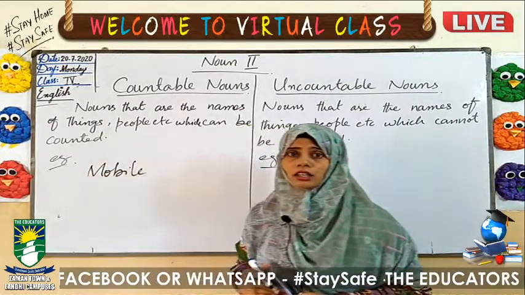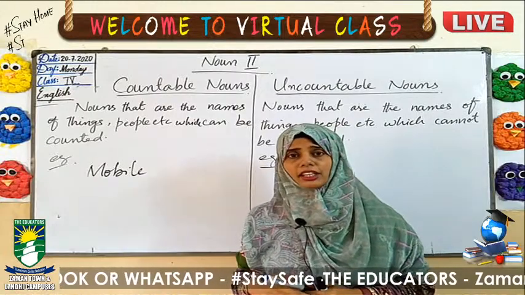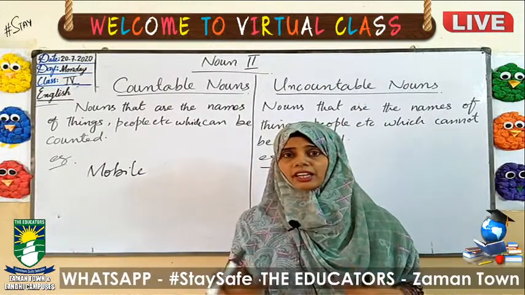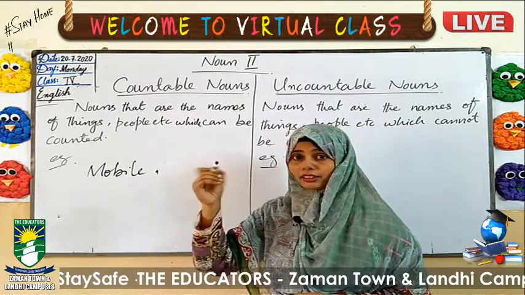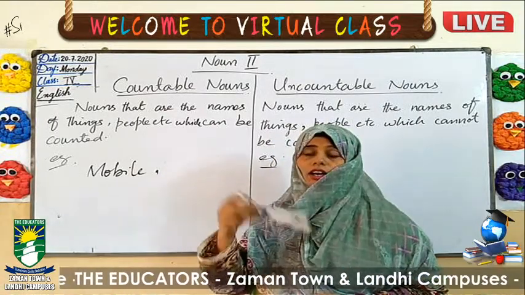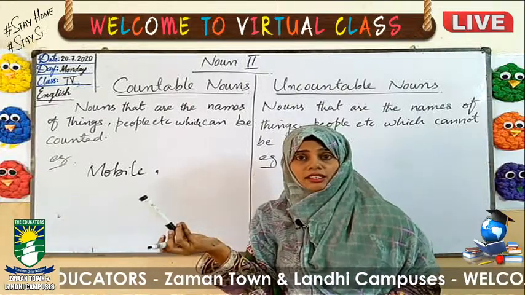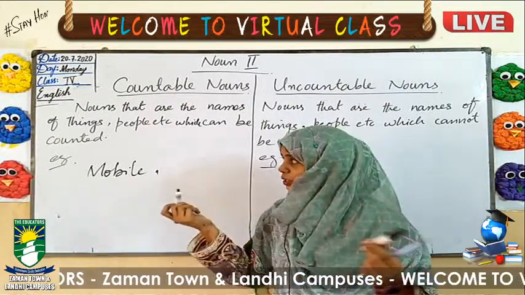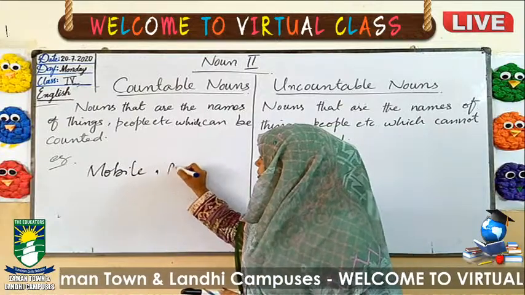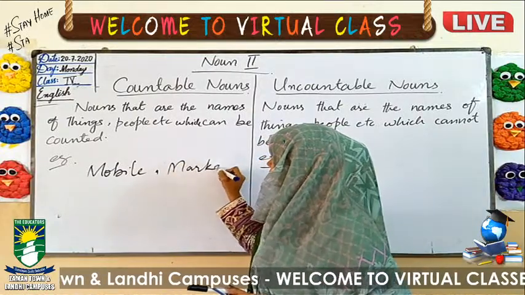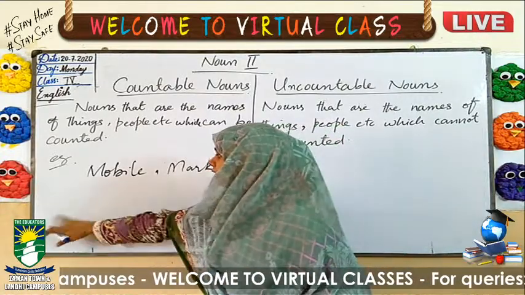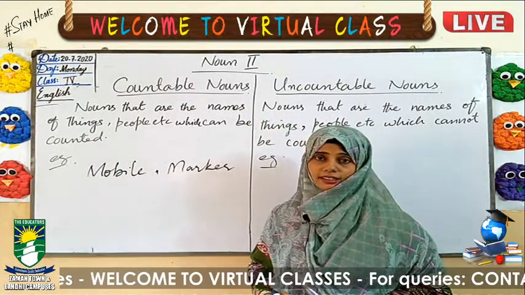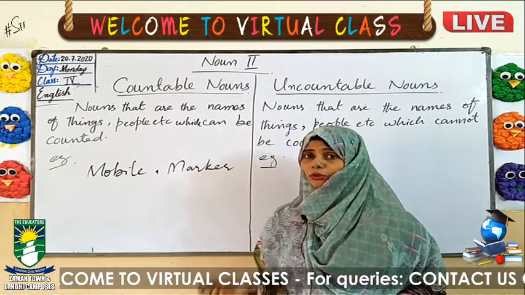Mobile. In our home, we have 2, 3, 4, 5, 6 mobiles, of course. Marker. Right now, I have 2 markers. It means I can count them. So, I will write here marker. I can count my marker. Okay. Write down your answers, the things which you can count.